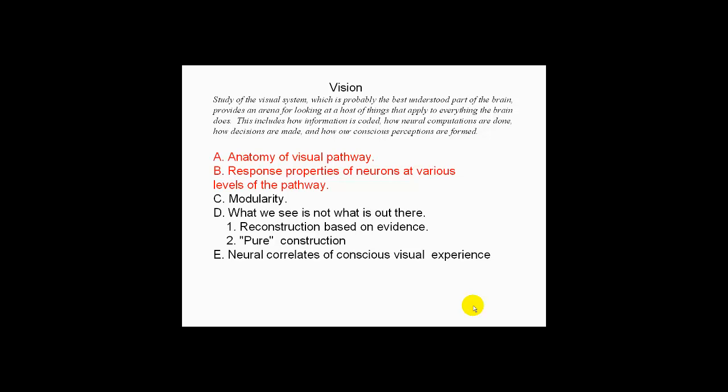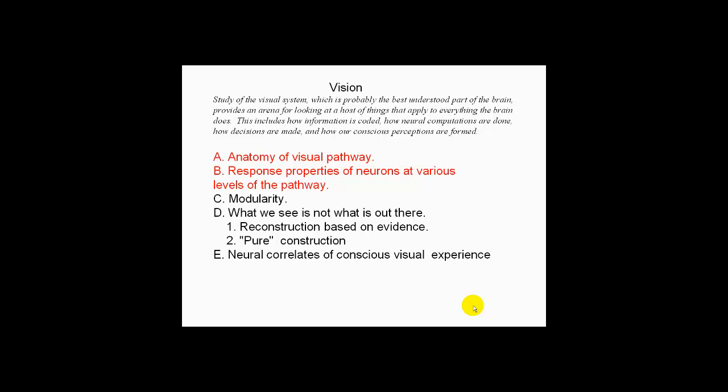And these courses generally include a study of how sensory processing is done, how movement is produced, how drives and motives are created, all kinds of stuff. We're not going to have time to do all that in here. For reasons of my own, I am going to talk about sensory processing specifically, and specifically vision. And the reason I'm doing that is written down right here. Study of the visual system, which is probably the best understood part of the brain, provides an arena for looking at a host of things that apply to everything the brain does.